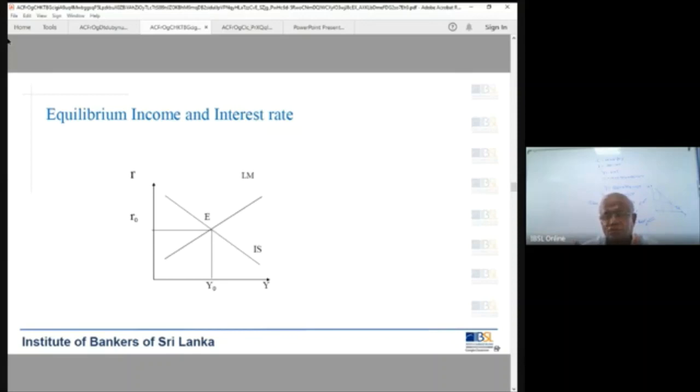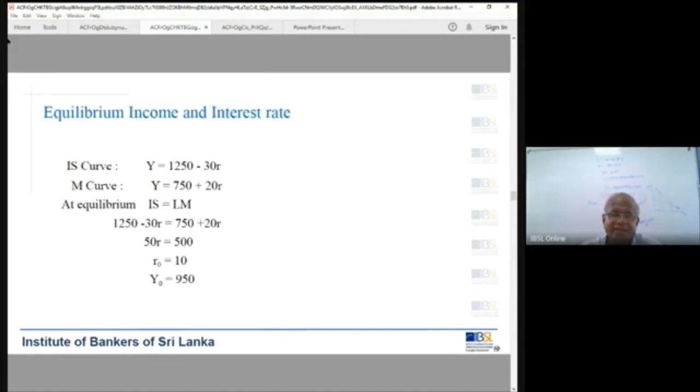Demand and supply, when you solve, you get the price and the quantity. Equilibrium price and equilibrium quantity. But in the macroeconomy, this is a macroeconomic model. You solve the IS curve and the LM curve, you get the equilibrium interest rate and equilibrium income, GDP. Equilibrium level of interest rate and equilibrium income. Right?